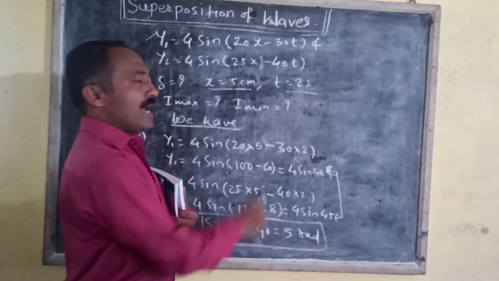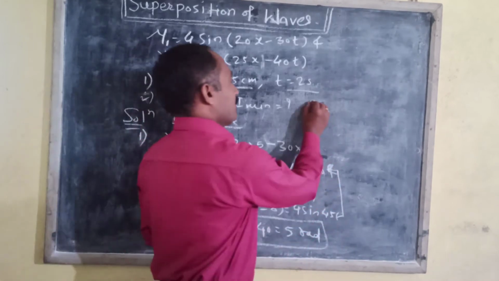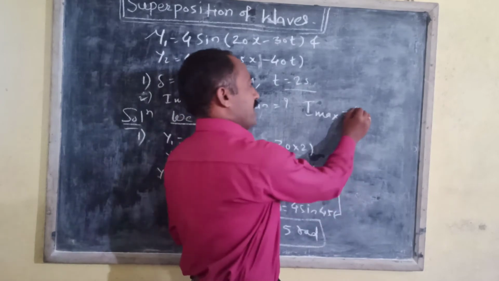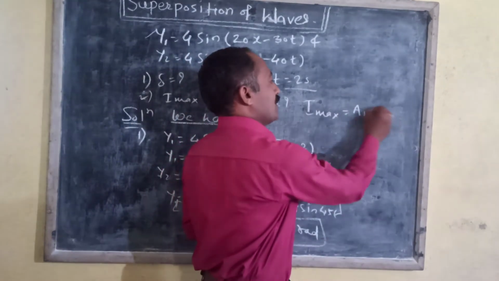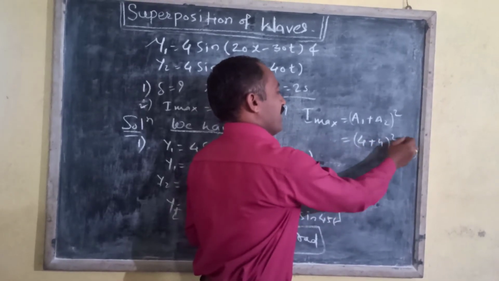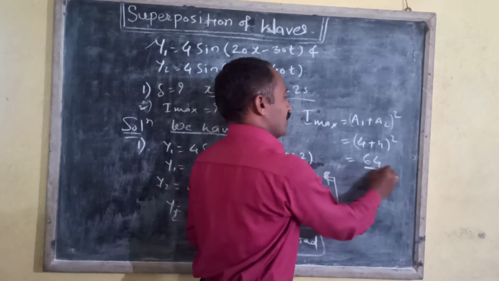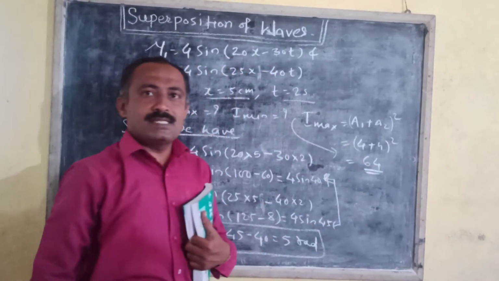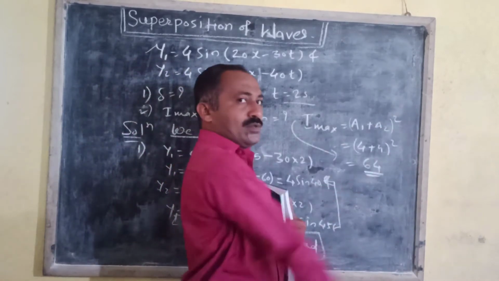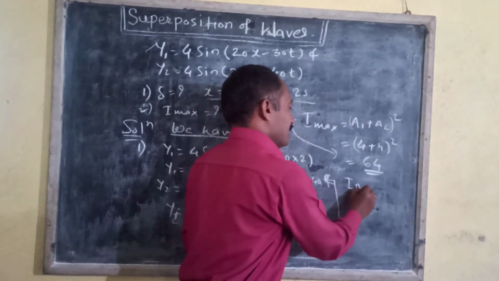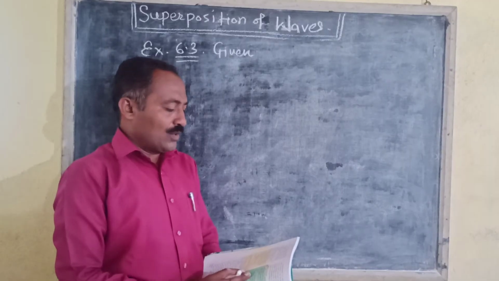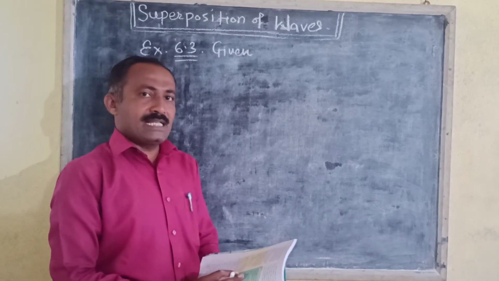Now we have to calculate I max, the maximum intensity, which is equal to (A1 plus A2) square, equal to (4 plus 4) square, equal to 64. This is the maximum intensity, 64, and the minimum intensity is (A1 minus A2) square. Therefore I minimum is equal to 0. Now we have to see the next example, that is example 6.3.